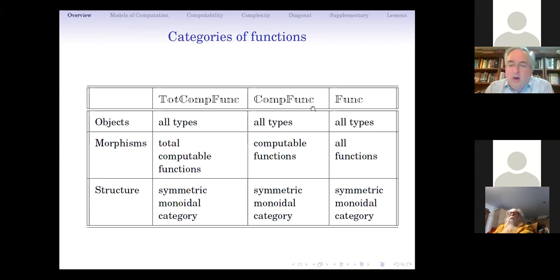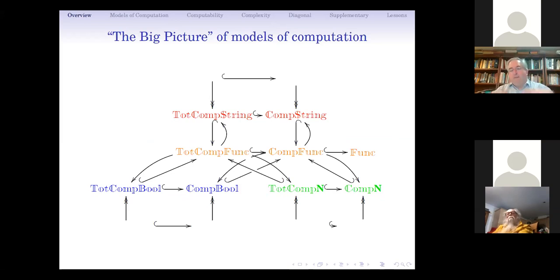The fact that it's symmetric just means that f times g is somehow related to g times f. Okay, so that's that. Now, a subcategory of that with the same objects, all types, is computable functions. What can a computer compute? And that's going to be the main thing. And this also inherits the same symmetric monoidal category structure as here, and a sub symmetric monoidal category of that is total computable functions. Again, the objects are all types. It's a symmetric monoidal category. Okay, great. So now that we have the center line, let's build out from there.